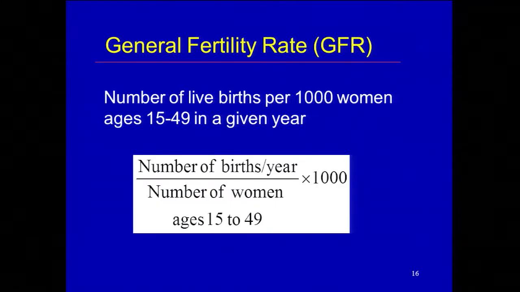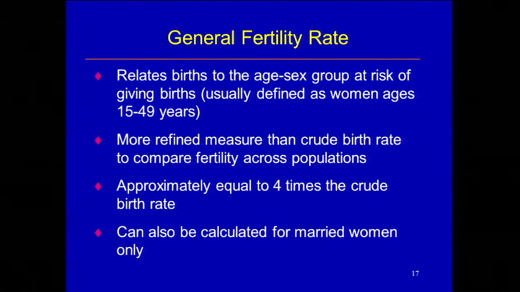So as I mentioned, a more refined rate is the general fertility rate, and in this case the numerator stays the same as the crude birth rate, but the denominator is now women who are 15 to 49, that is, females who are of childbearing age in that year. And again, this is because women are the ones who are considered to be the population most exposed to having births. So the general fertility rate relates births to the age-sex group at risk. It is a better measure than the crude birth rate, and it's about equal to 4 times the crude birth rate. You can also subset that measure for only married women if needed.